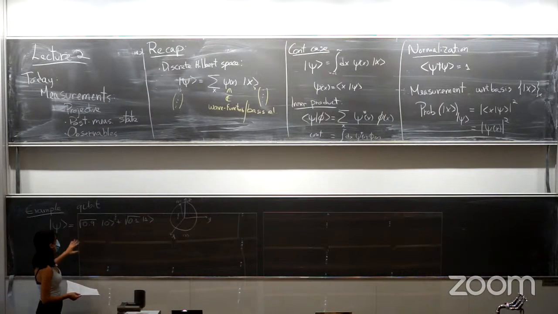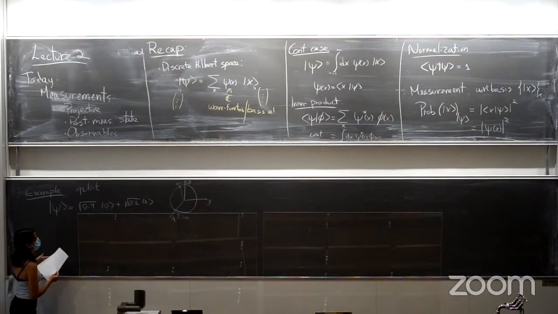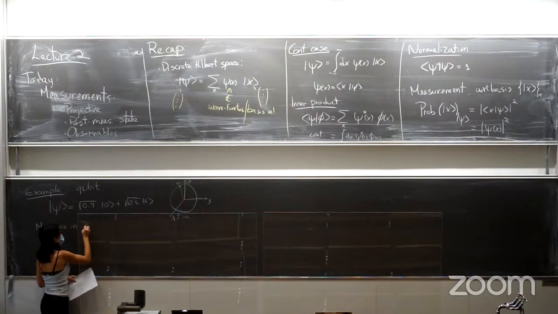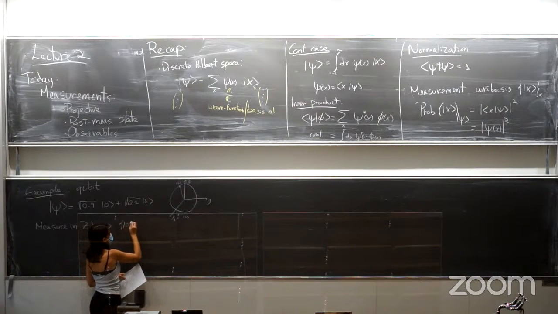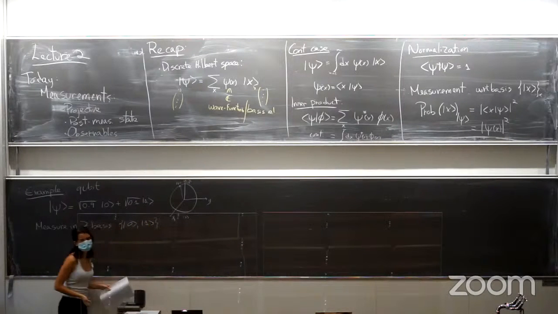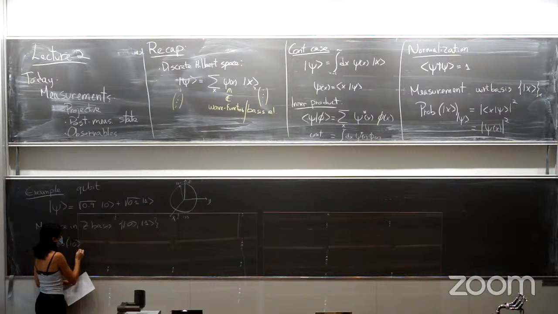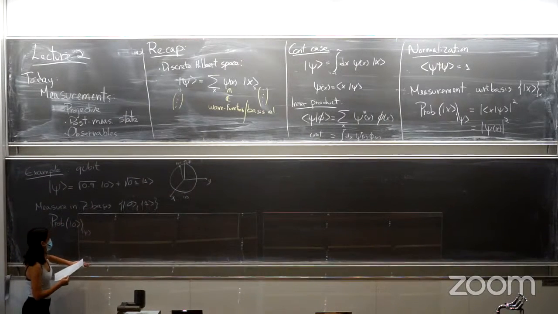And now let's do something very simple. We just measure it in the z basis. Does anyone want to guess what the probabilities will be? I want to measure in this basis. Any guesses? What will the probability be of getting outcome 0? Yes? 0.9. Yeah, it's going to be 0.9. So let's just do it explicitly once.